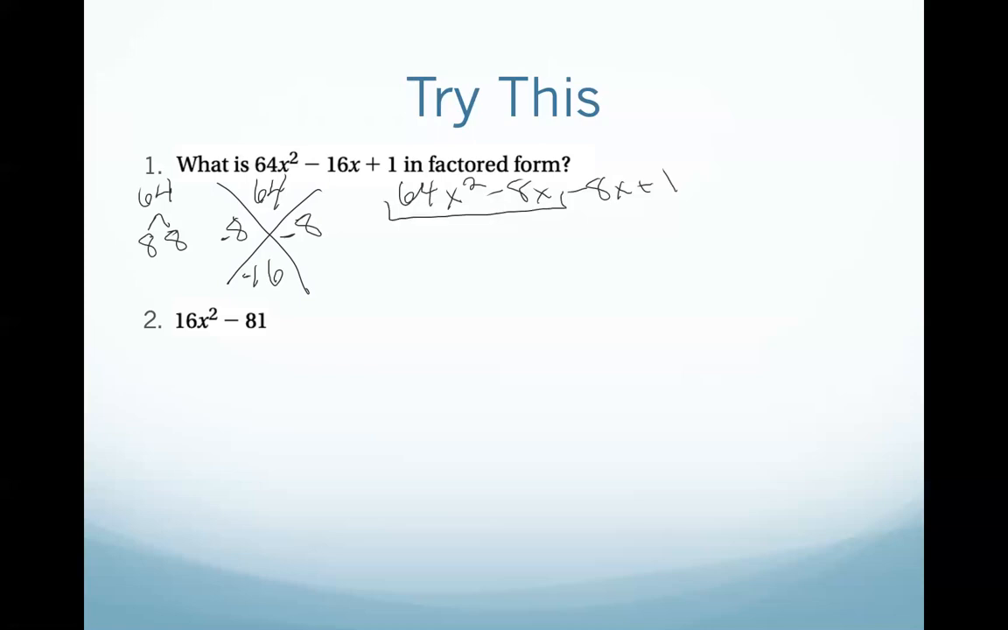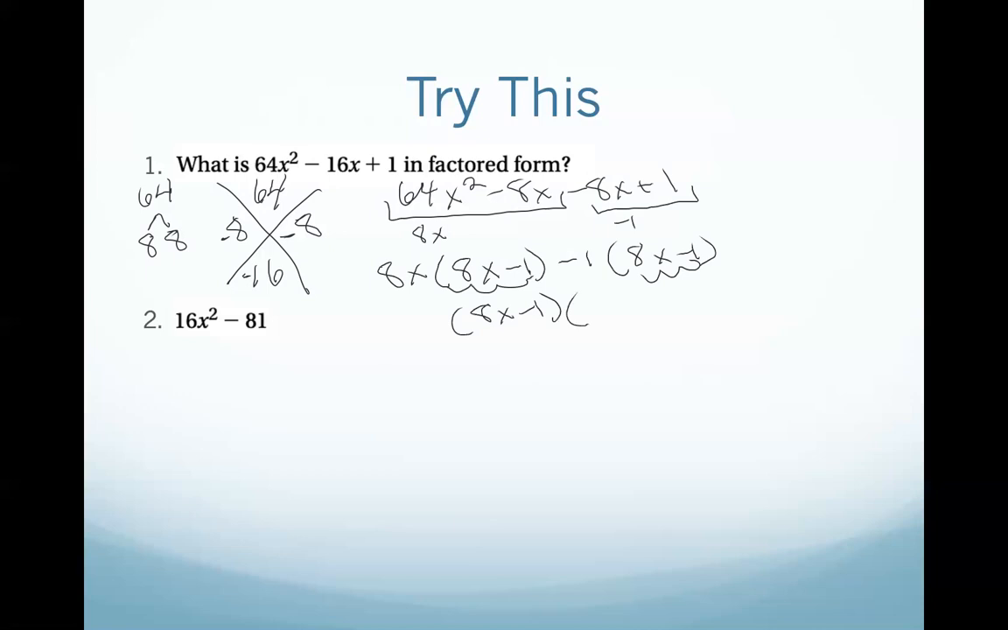What's the GCF of each? This will be 8x. This will be just negative 1. 8x times 8x minus 1 minus 1 times 8x minus 1. Our new GCF, 8x minus 1 times 8x minus 1 equals 8x minus 1 squared.